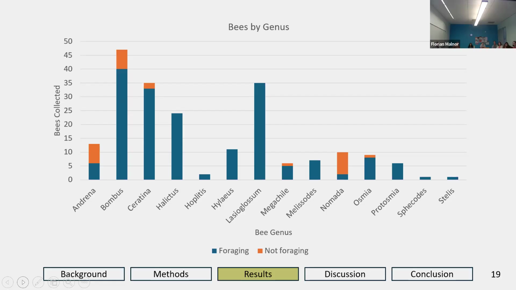And you can see there's a lot of blue in this graph because most of the bees were visiting flowers. But there are 2 genera here where the majority are not visiting flowers. That's the genus Andrena, about half and half visiting flowers and not visiting flowers. And then the genus Nomada had most of the bees actually were not visiting flowers. And I'll talk a little bit later in this presentation about why that might be.